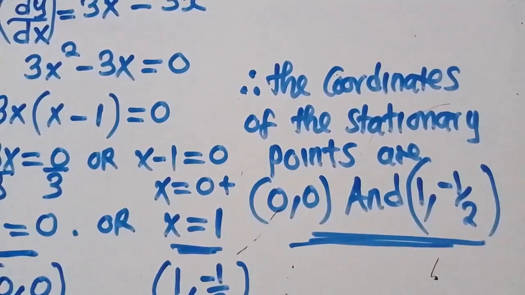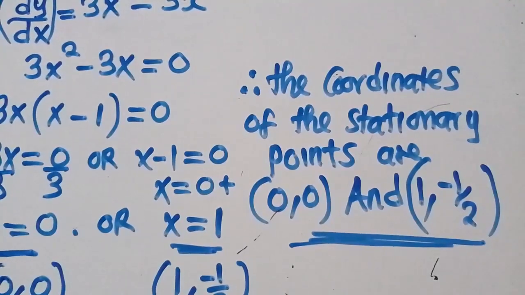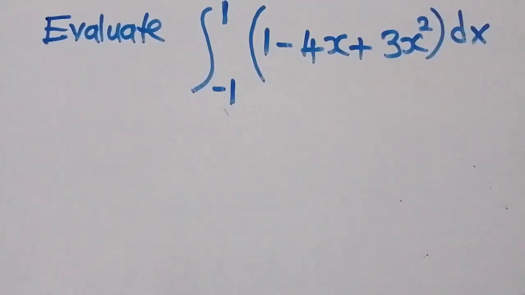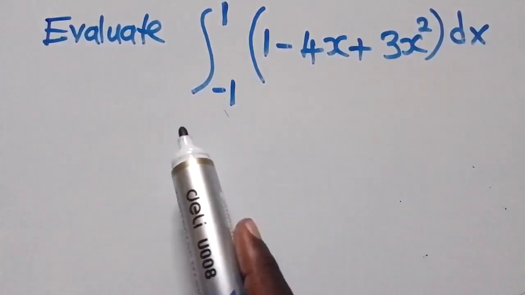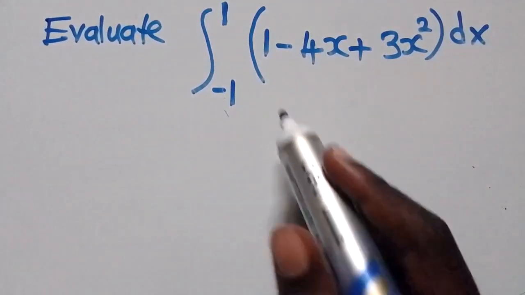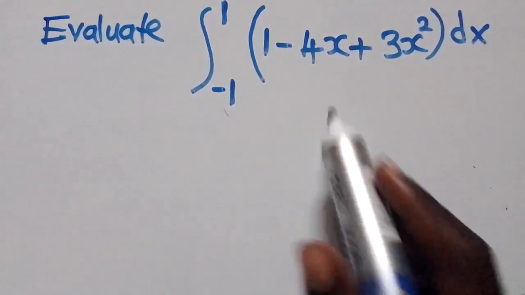So we are done with finding the equation of the normal, tangent and stationary points. We move to the other one, which is now integration. We've got this question, so you are told to evaluate. How can you evaluate such a question? This is integration. So how are we going to go about this question? This is what we are going to do for us to answer it.